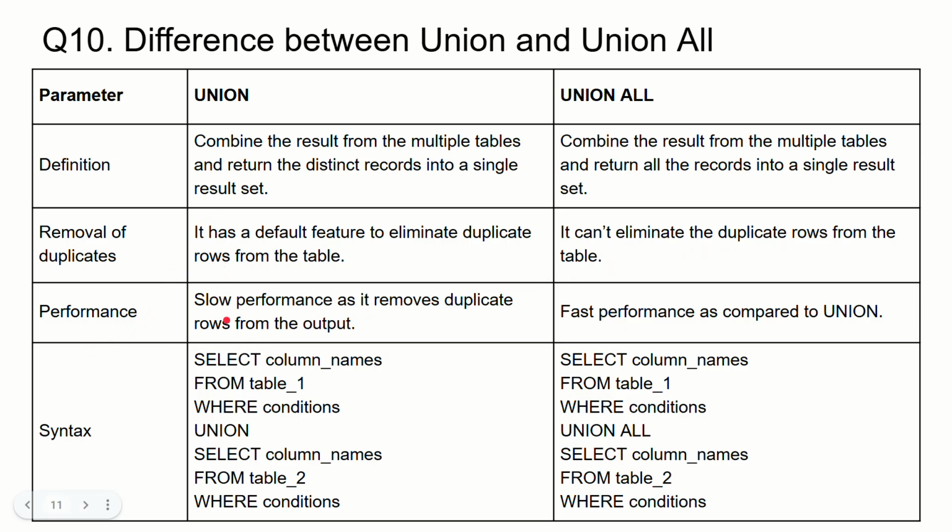Performance. The performance of union is slow because it removes the duplicates, whereas the performance of union all is fast. Syntax is mostly the same. Just the union keyword is used for union, and the union all keyword is used for union all.